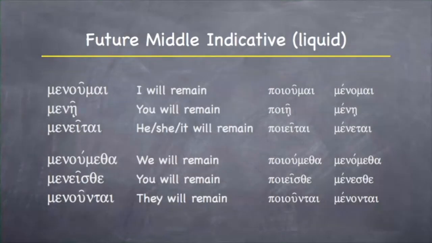When you look at the full paradigm, you can work right down it. Menumai, mene, menetai, menumetha, menesta, menuntai. You can see the contractions all the way down. And so in the future middle, it's easier to keep the future separate from the present middle.